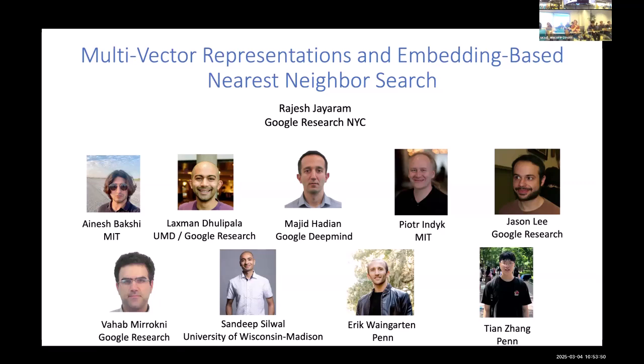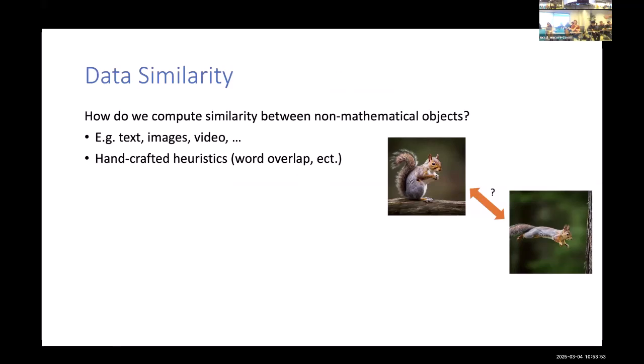So I want to start with a very simple but very fundamental problem that's essential to a lot of machine learning, which is how do we compute similarity between data? In particular, non-mathematical data like text, images, video clips. How do we understand how similar they are? Historically, there were a lot of things that were done in decades past, like handcrafted heuristics. You could look at bag of words, how many words are overlapping. You could look at pixels and pixel colors.